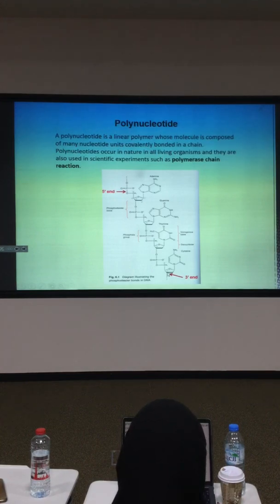And in between two bases, there is a bonding. What bonding is this? This is the phosphate bonding.